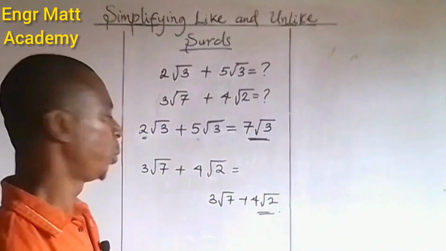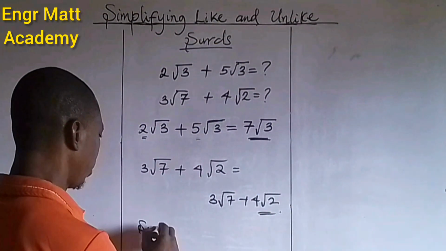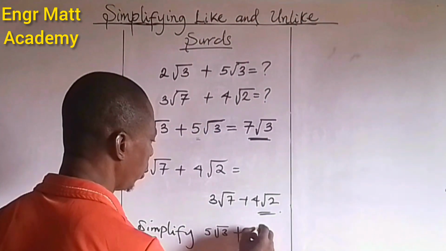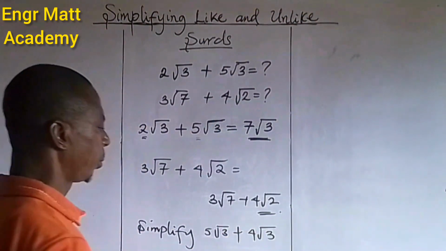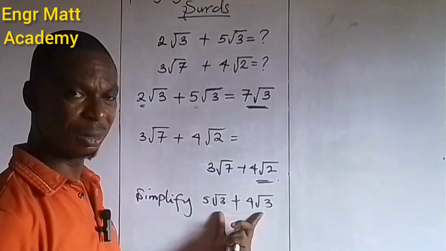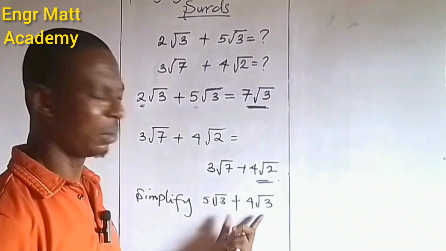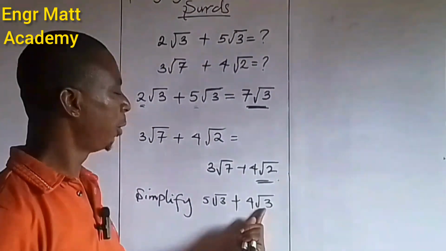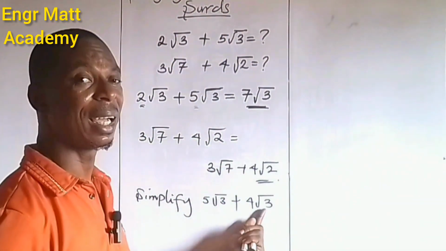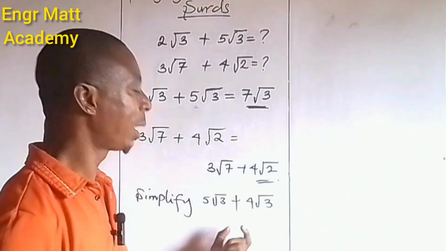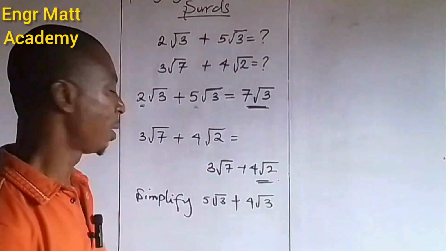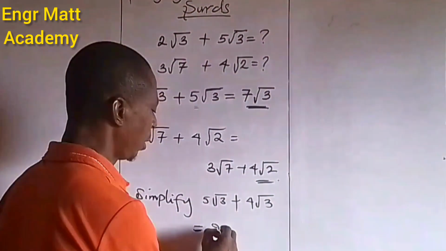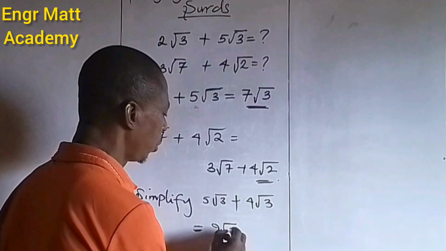Let's look at another example. Simplify 5 root 3 plus 4 root 3. Are these surds like surds? Yes. How do we know? The number inside the root sign and the number inside the root sign here are the same. Therefore, we can add their coefficients. So this will be 5 plus 4, that is 9. It becomes 9 root 3.